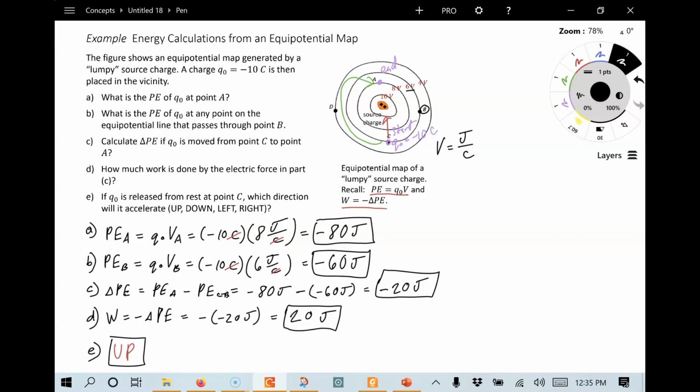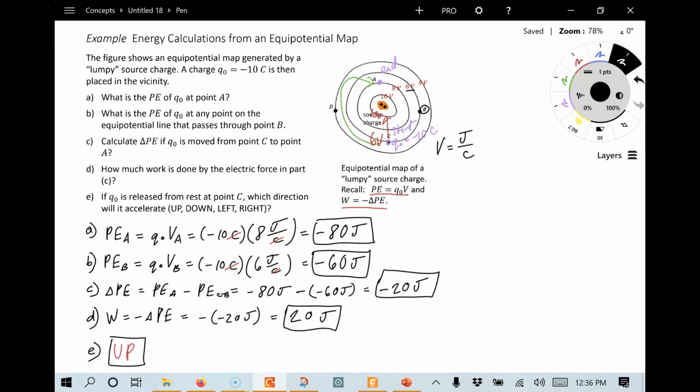And let's think about it for a second. Notice that it's going to start here at a value of 6, right? Right here we've got 6 volts. And it's going to move towards a higher value, 10 volts. So this is a general rule. If you have a negative charge, it will spontaneously move from lower to higher electric potential. It's exactly opposite for a positive charge. A positive charge will spontaneously move from high to low. The reason why is because the potential energy is always going to decrease any time that you have spontaneous motion.